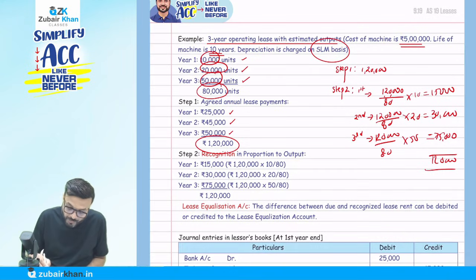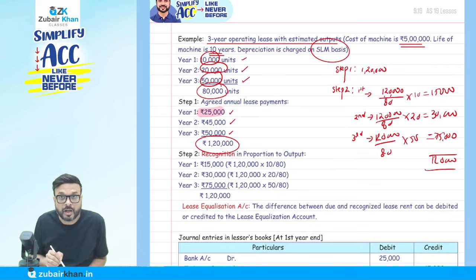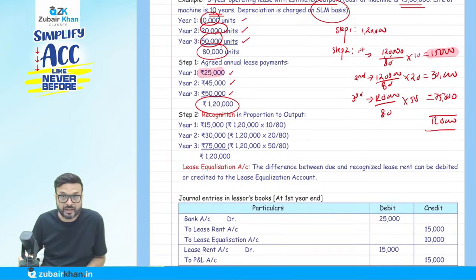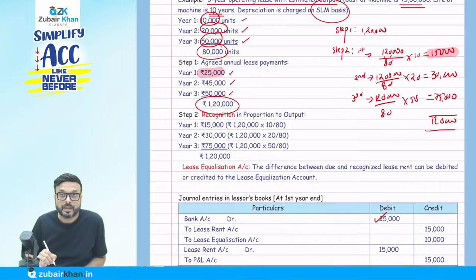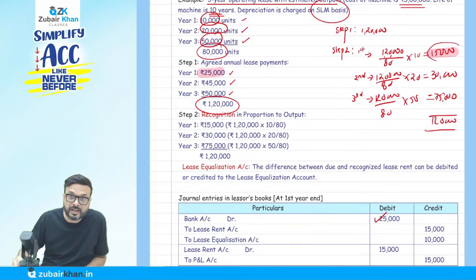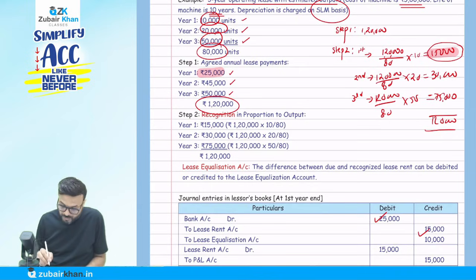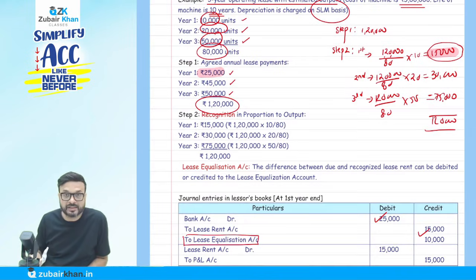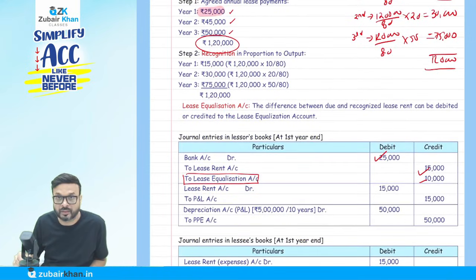Understand? In the first year, how much is the lessor going to receive? He is going to receive 25. But how much is going to be recognized as income? 15. So he will debit the bank account by 25 because he received 25. Now he will recognize only 15 as income, so rental income will be 15. The remaining 10 we are going to transfer to an account we call the lease equalization account. I will explain what the lease equalization account is. That will be 10,000.